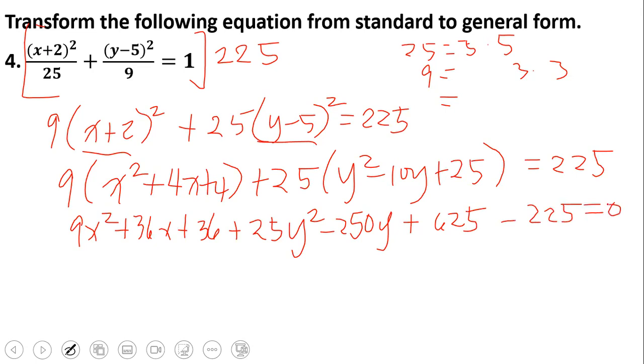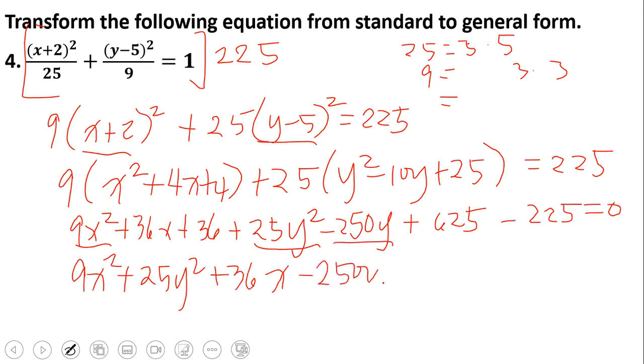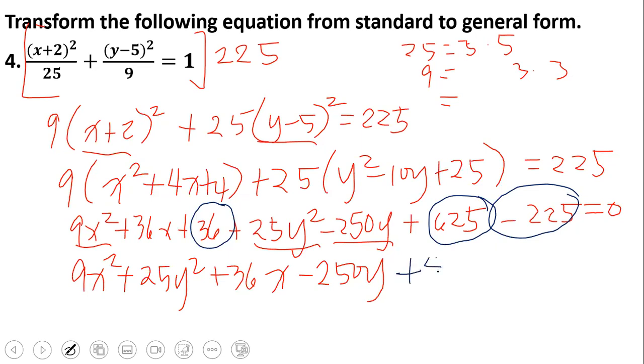So you're going to arrange all the terms with the highest powers first. You have 9x squared plus 25y squared plus 36x remaining minus 250y. Then all the constants. So these are the constants. So simplify 36 plus 625 minus 225. So therefore the remaining term is positive 436 is equal to 0. So that will be our general form.